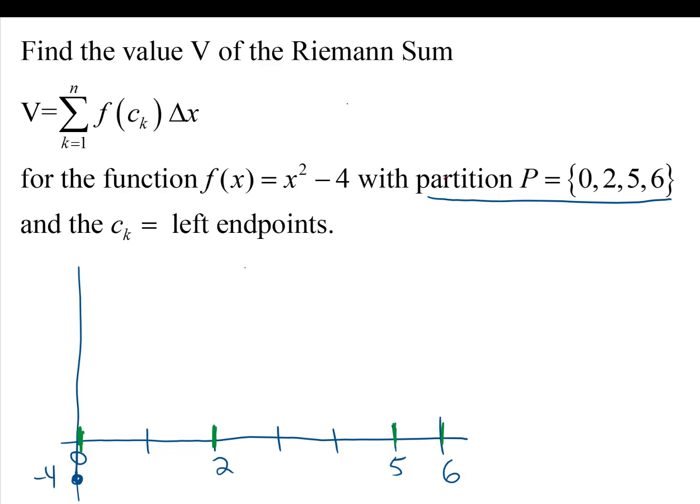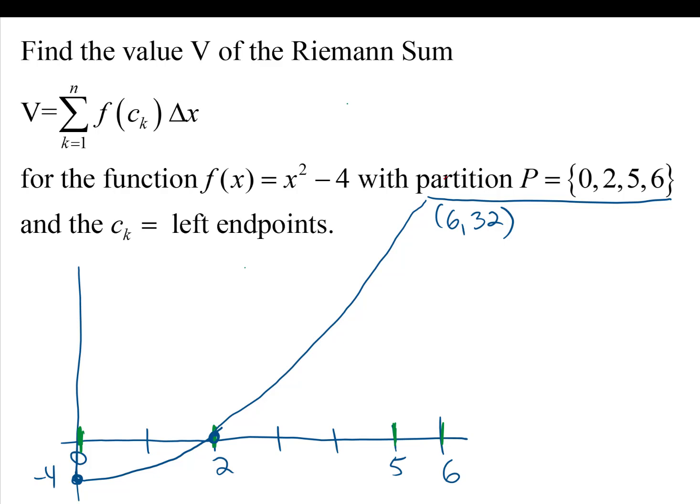And let's go ahead at 2. 2 squared is 4, minus 4 is 0, so it crosses here. It's a piece of the parabola. At 6, 6 squared is 36 minus 4 is 32, so up here somewhere on our scale this is 6 and 32. All right, so now let's make rectangles.